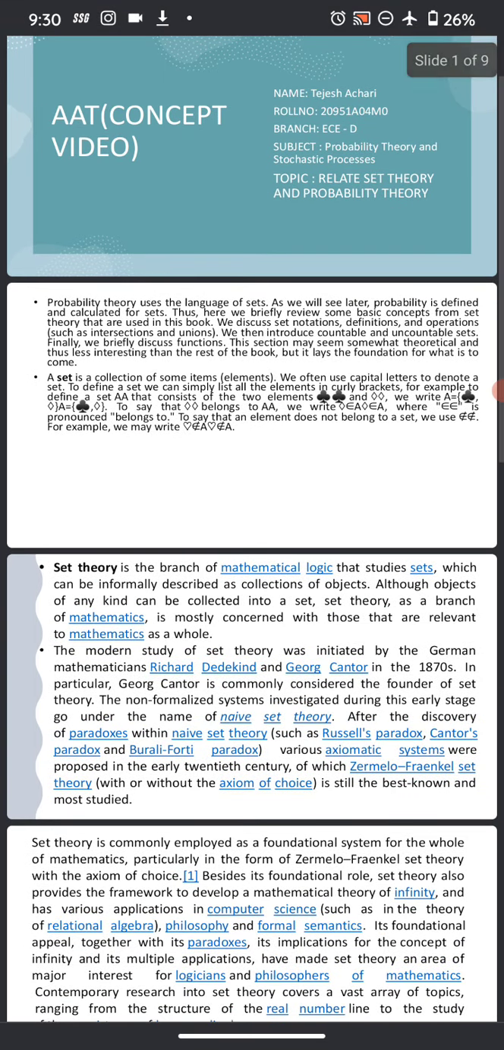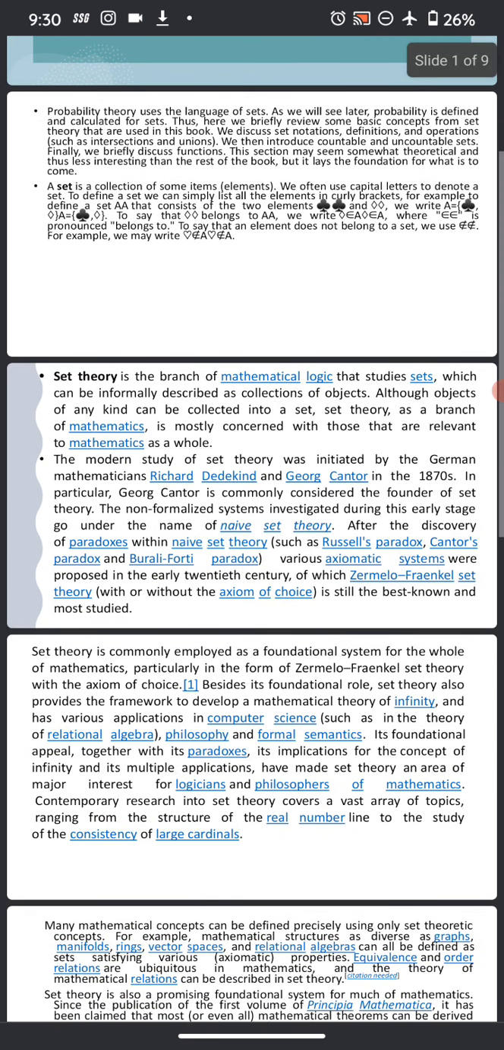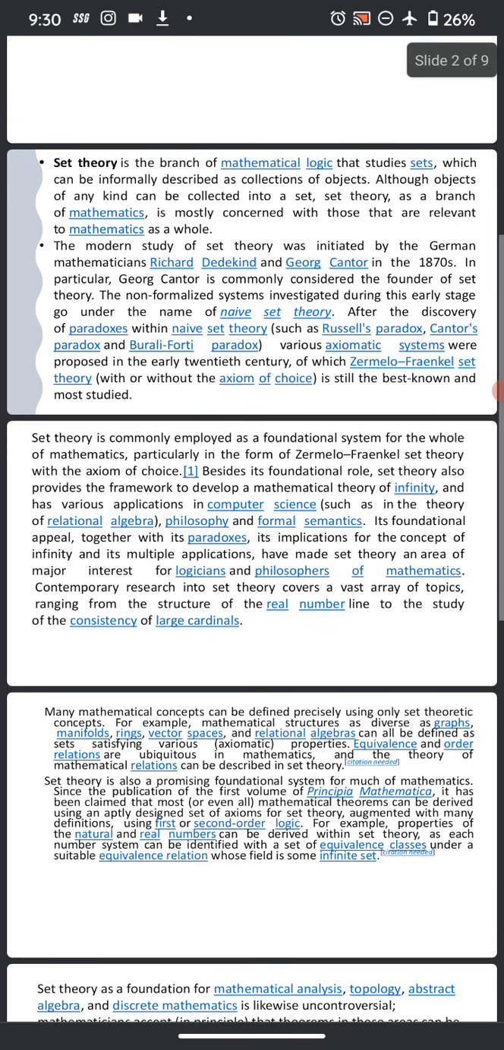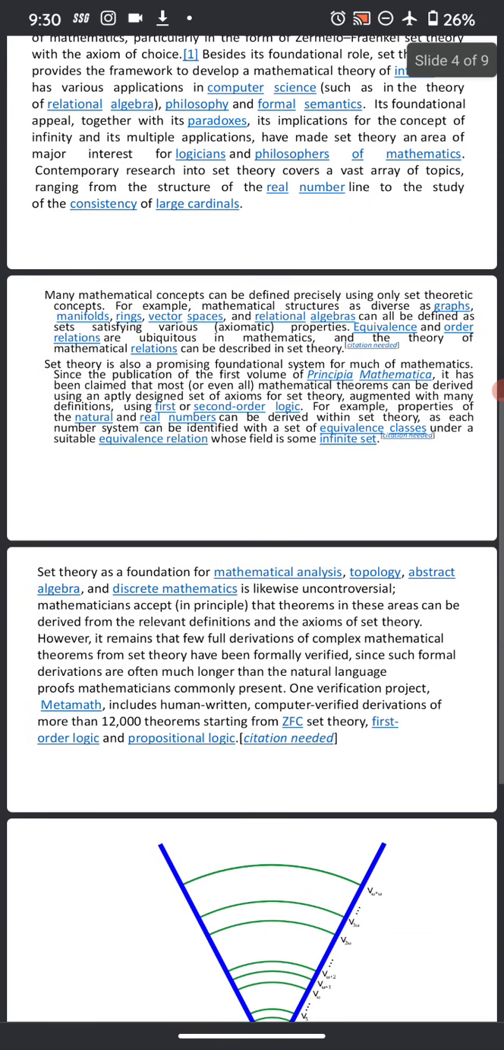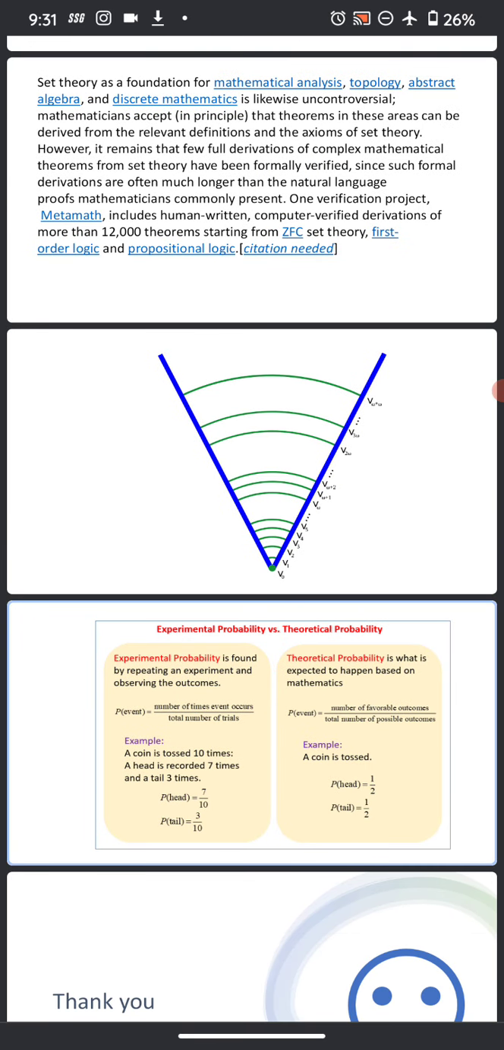So we saw about probability theory, we saw about set theory, and we saw its applications and the types it has and what kind of foundation it gave for various subjects, not just mathematics but even for philosophy, philosophers, logicians, etc., and how it deals with paradoxes, etc. And we saw the difference between experimental probability and theoretical probability.